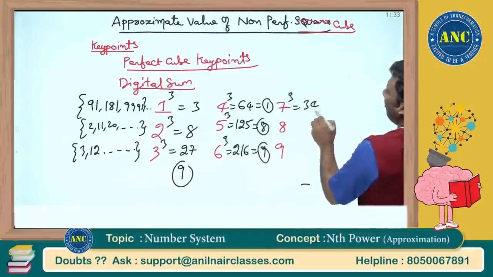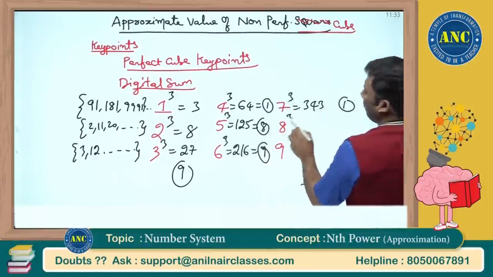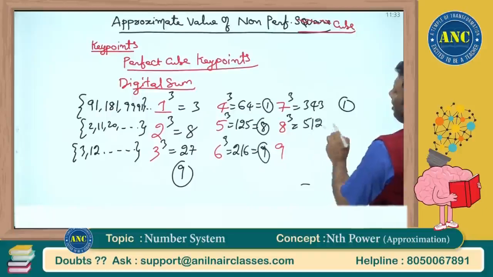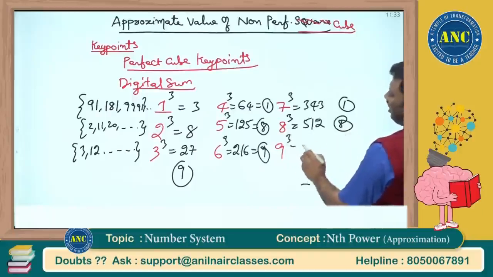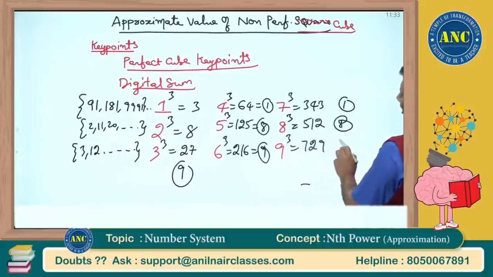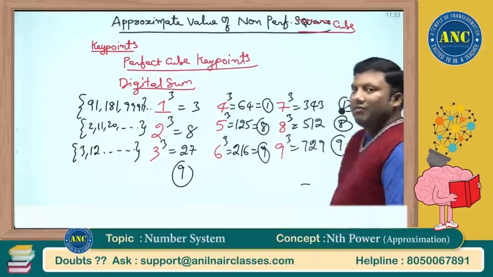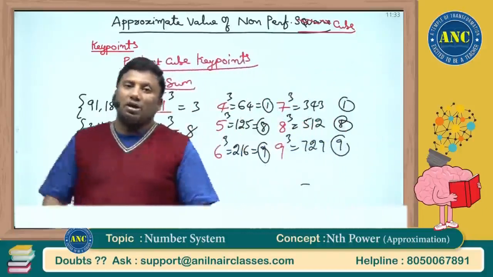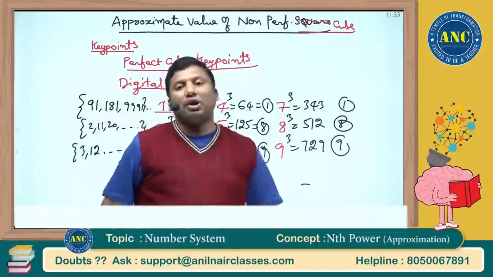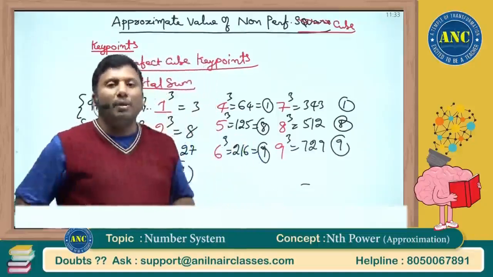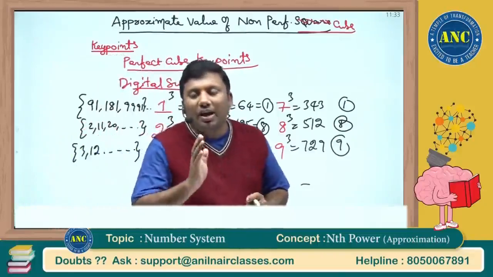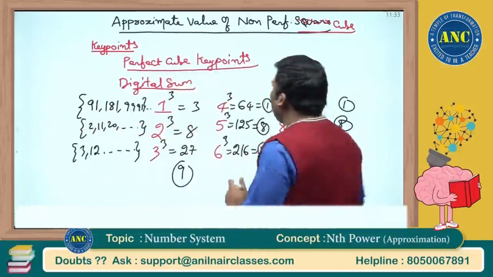7 cube is 343, digital sum is 1. 8 cube is 512, digital sum is 8. 9 cube is 729, digital sum is 9. Very, very important key point: if the number is a perfect cube, then the digital sum of that number will always be 1, 8 or 9.